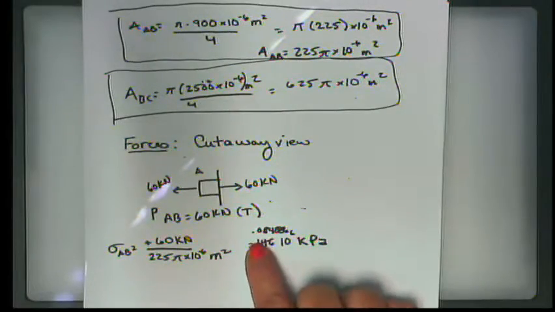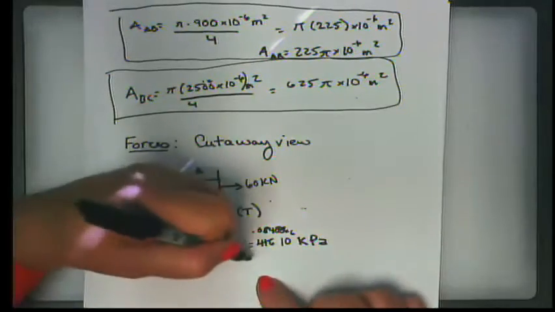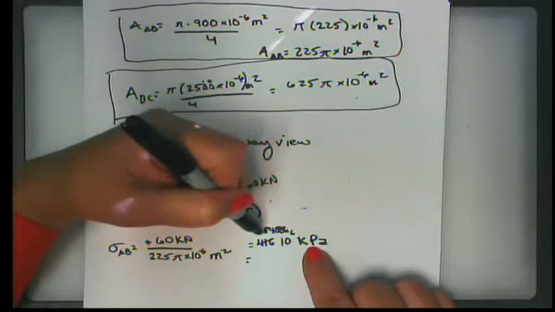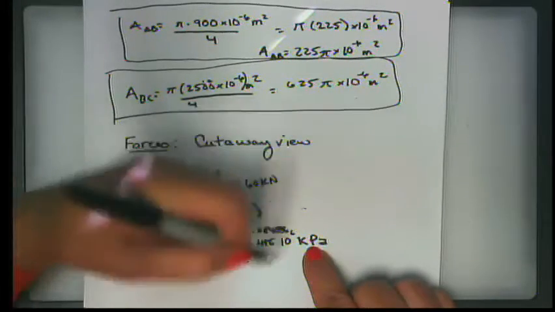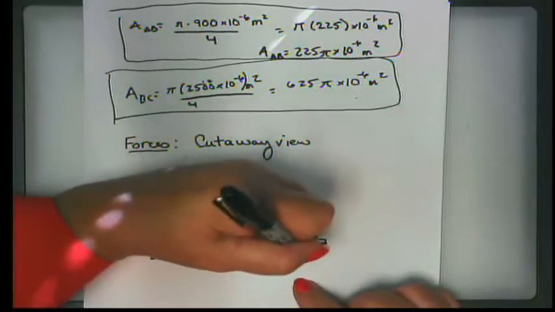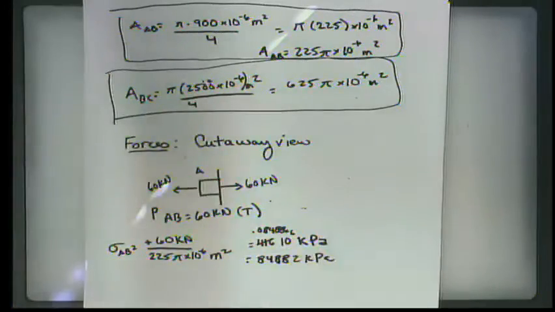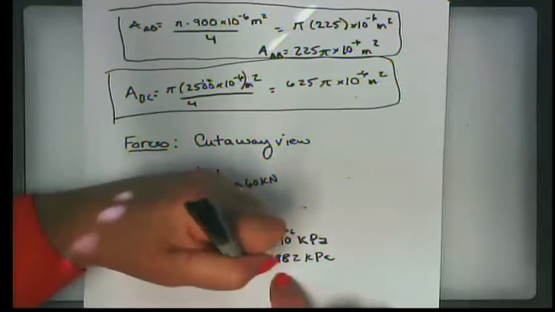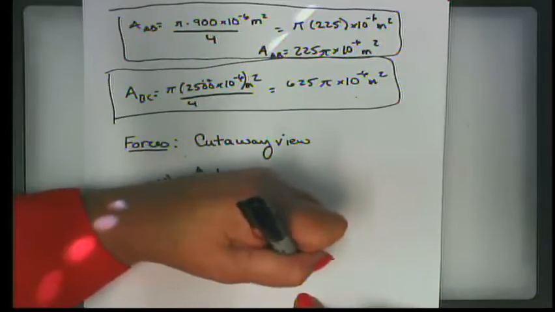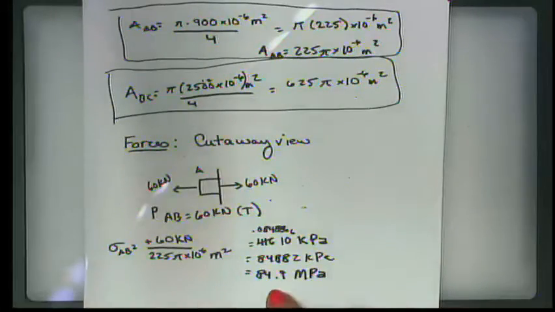Okay, now we need to write this in a better form. We could just move it over 6, and that would be how many pascals it would be? 84,882 kilopascals. That gets rid of the 10 to the 6th. Or we could write that as 84.9 megapascals. Okay? So that is the stress, the normal stress in tension in portion AB.